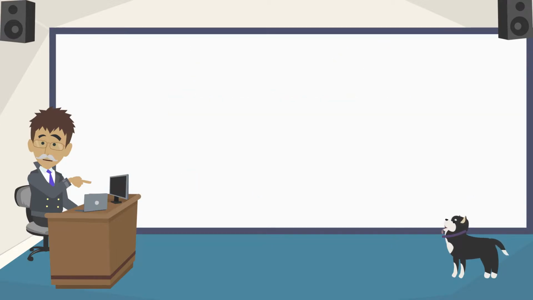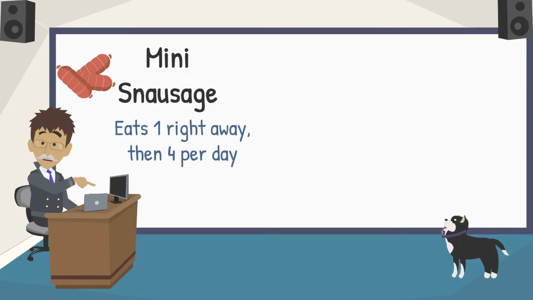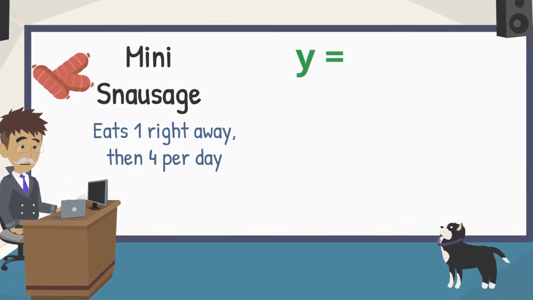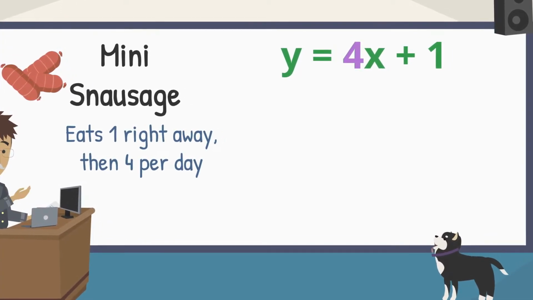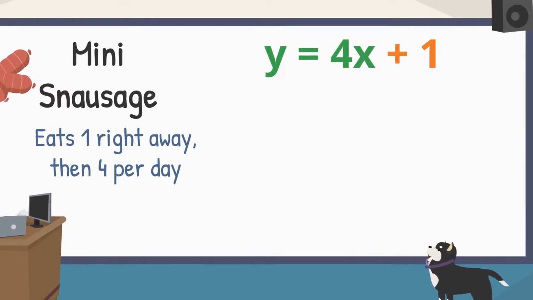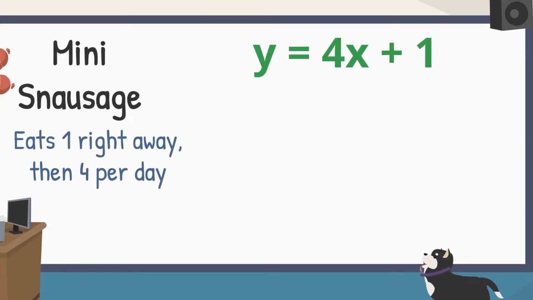A third type of goodie that Random likes are mini sausages. She eats 1 when they first arrive and then 4 per day. The function representing the number of sausages eaten is y equals 4x plus 1. Its slope is 4, which is greater than the function representing Dogo cookies. Its y-intercept is 1, which is less than the function representing Dogo cookies. If we were to graph it, we should see that the line is steeper, but crosses the y-axis closer to 0 than the line representing Dogo cookies.